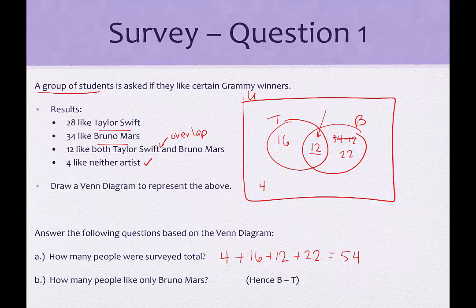How many people like only Bruno Mars? So we could say the difference of Bruno and Taylor, or they like Bruno and they do not like Taylor, or they did not respond positively to Taylor. That would be this region here, and that would be 22.